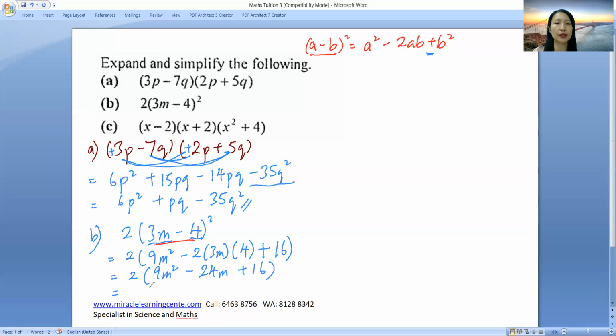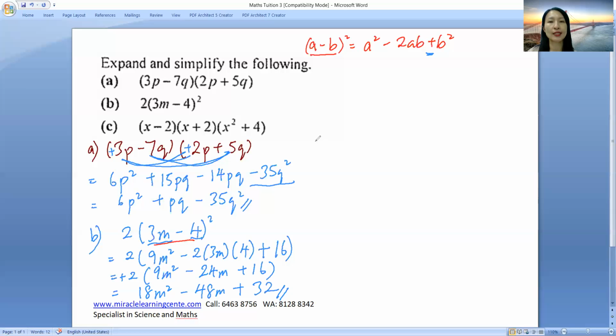Okay, now you multiply in the 2. 18m squared minus 2 times 24, so it will be 48m, plus 32. The signs do not change because this is positive. Okay, so we have expanded them.